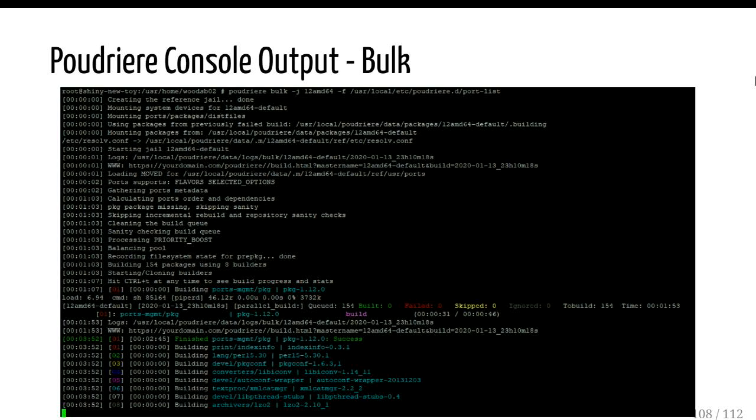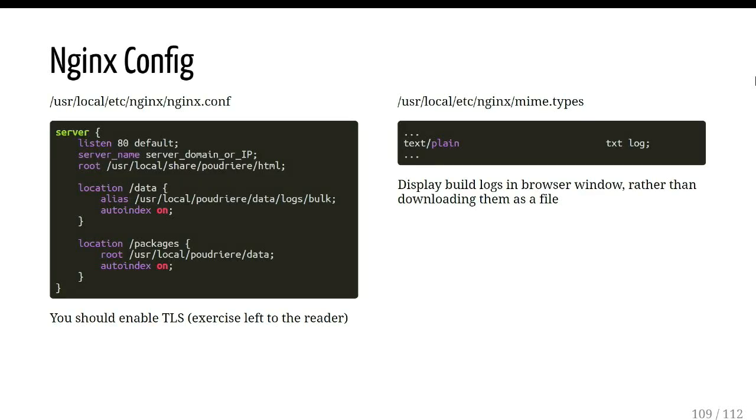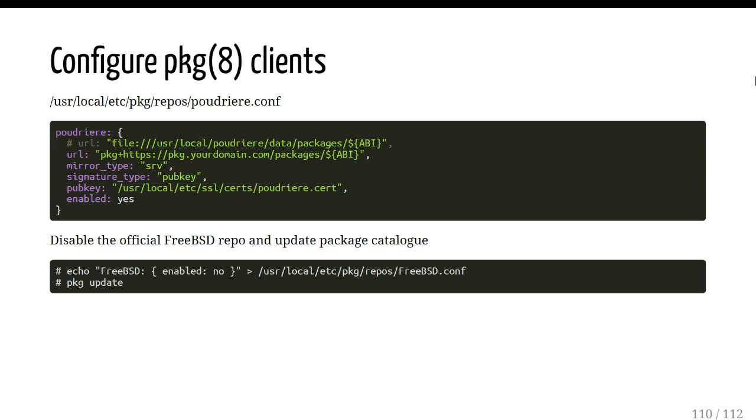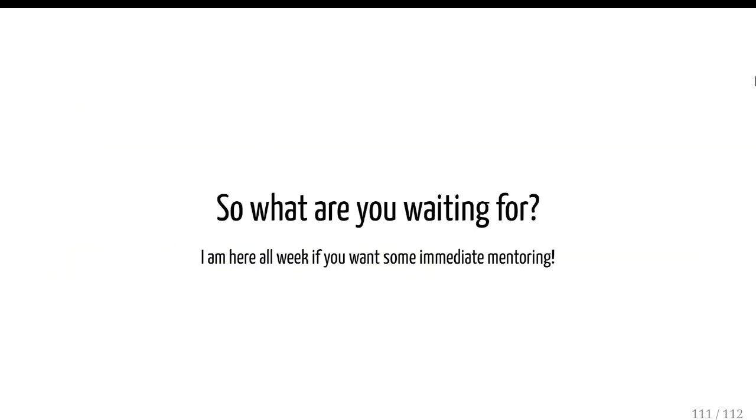It has some nice console output as well, and it's colorized to show you what it's doing as it's bulk building ports. And if you want to have that web interface, that's how you set up your nginx config, and that's how you point the pkg command on all your other machines that you want to use your new fancy package repo that you've created with Poudriere. That's how you do it.